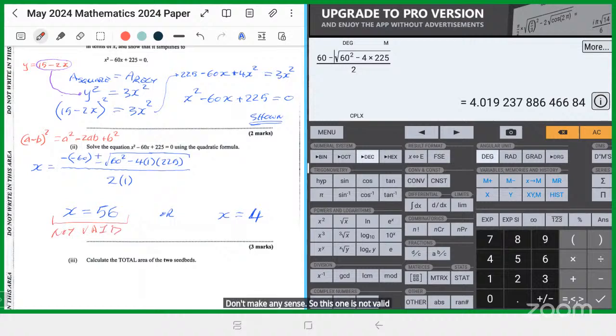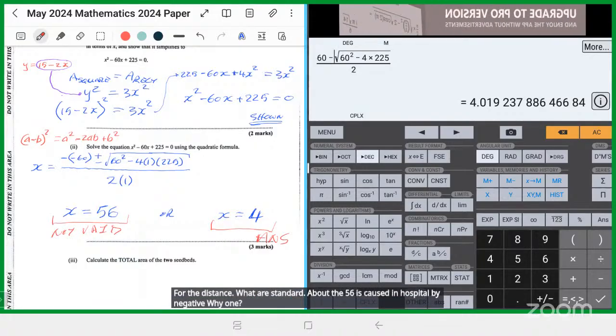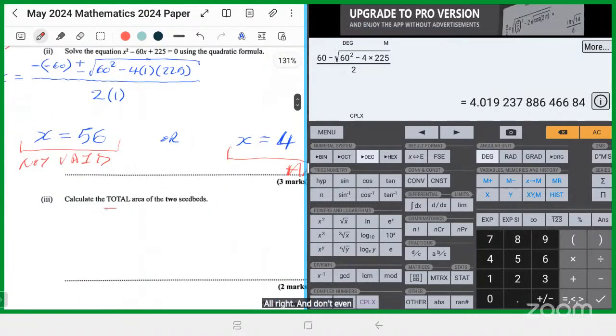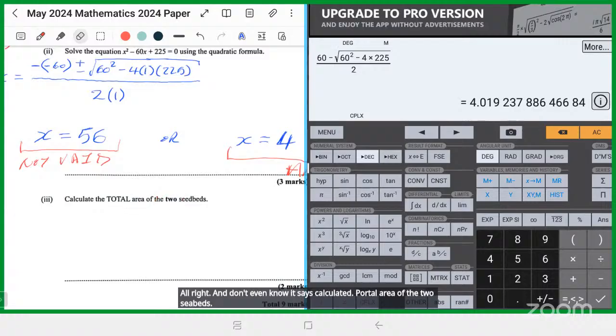So this is the one that we're going to be using as our answer for the distance. But understand that the 56 is causing us to have a negative y value. All right? And down here it now says calculate the total area of the 2 seedbeds. To get the total area of the 2 seedbeds, we just need to calculate the area of 1 and multiply it by 2.